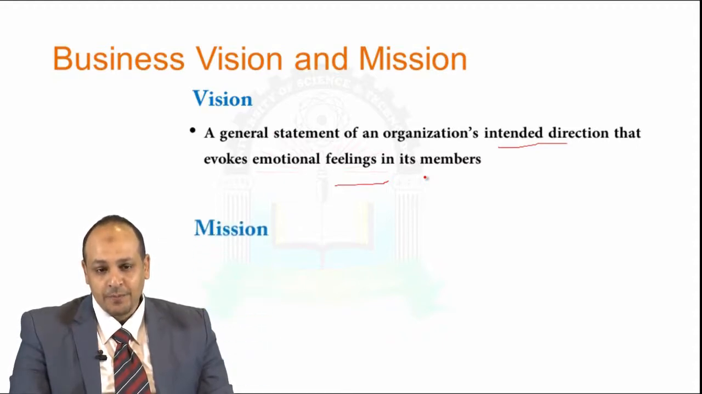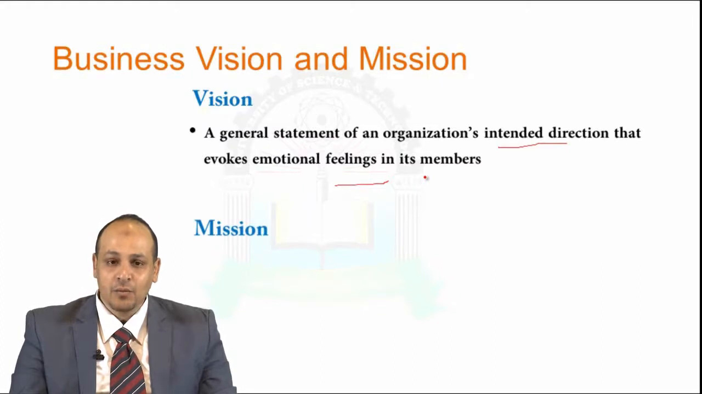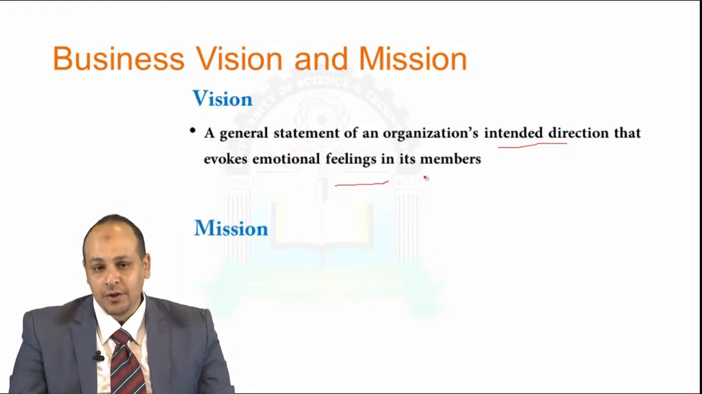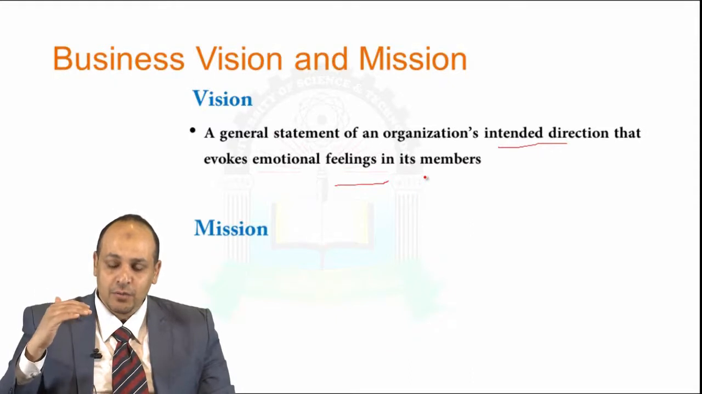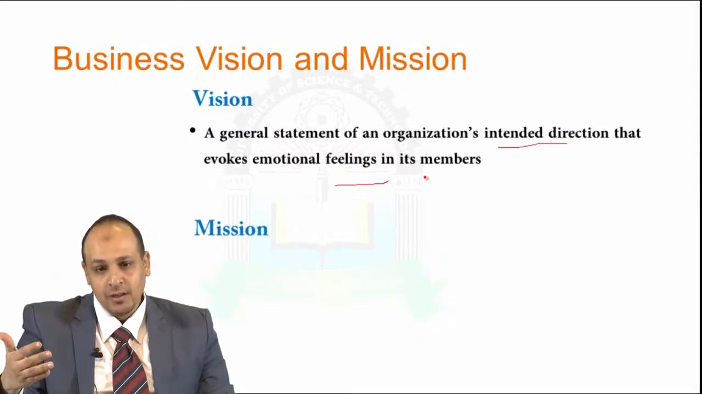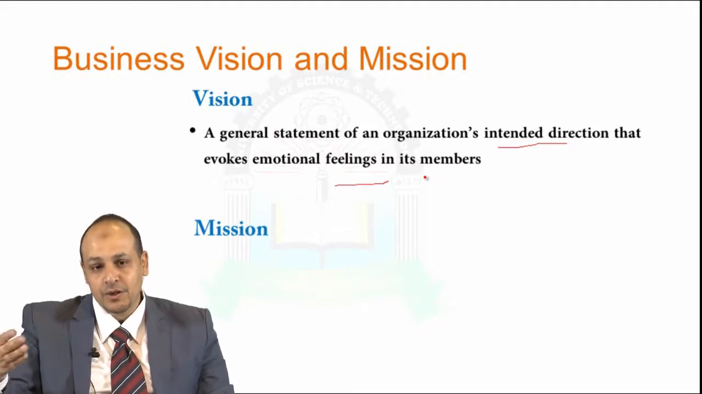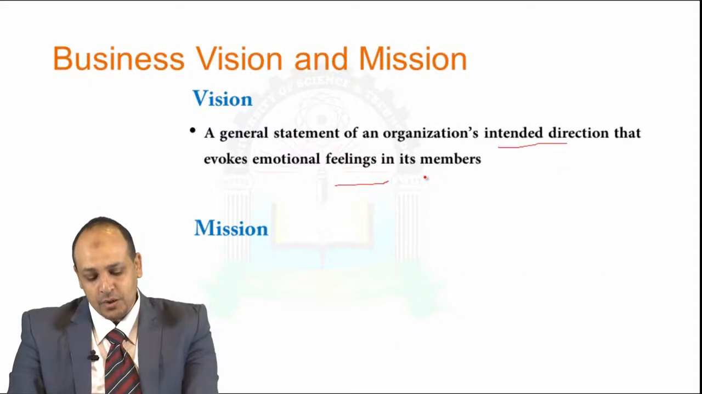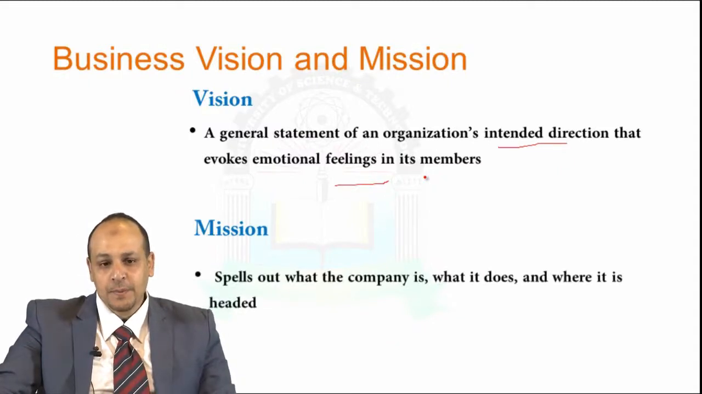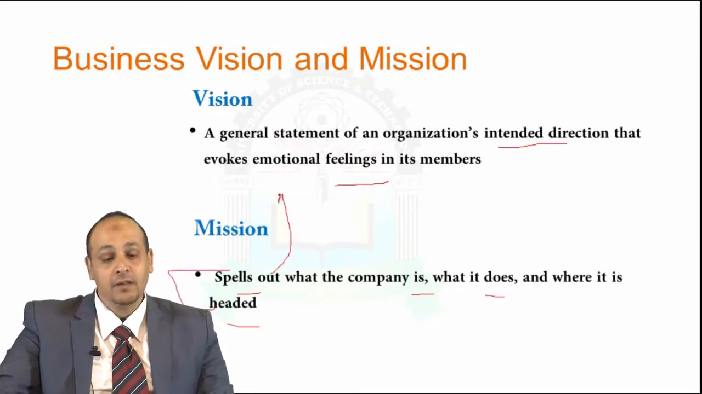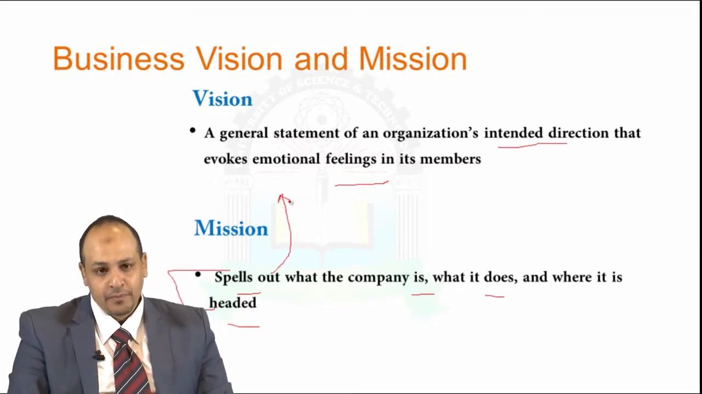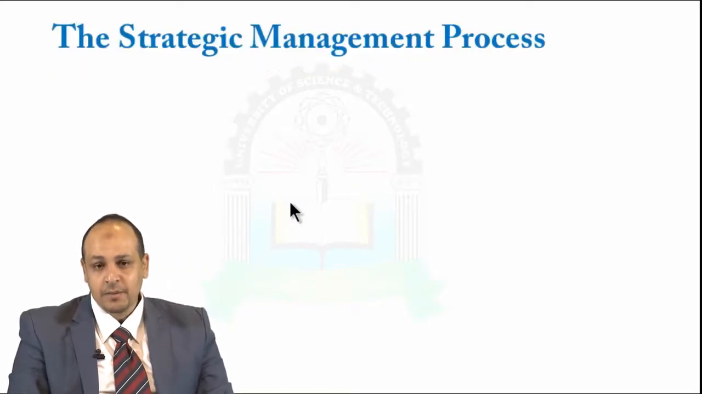And then we have the mission. The mission is actually what we call a translation of a vision. So once we have a vision, which is steps forward in the future, we have to have the mission, which is the means and the ways to reach this vision. This is what we mean by mission, which spells out what the company is, what it does, and where it is headed. So actually, by doing this, we will reach the intended goal and the vision. Now we talk about the strategic management process.